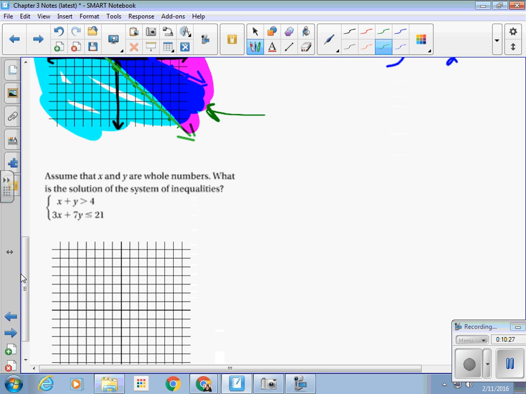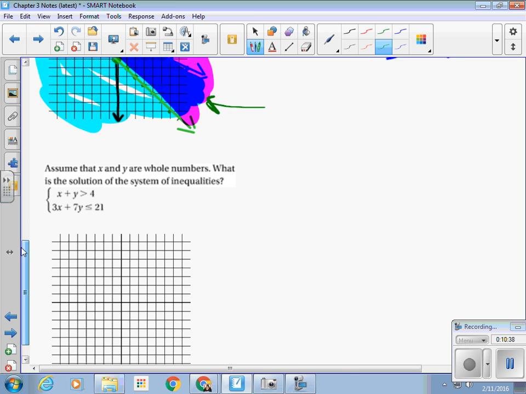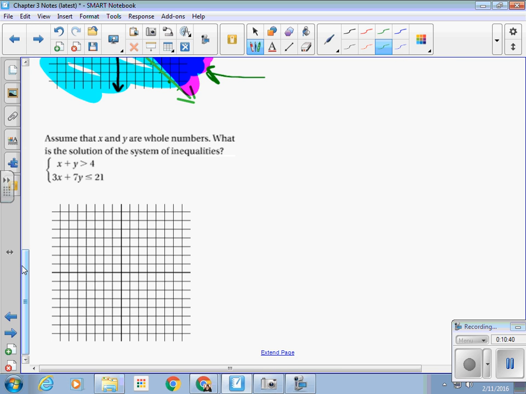Okay, one more practice. Assume that x and y are whole numbers. What is the solution of the system of inequalities? And just for fun, I'll show you how to use intercepts to graph. So I'm going to put my x and y axes on here. I'm a y equals mx plus b kind of girl, but I'm not going to downplay. I'll go along with anything.